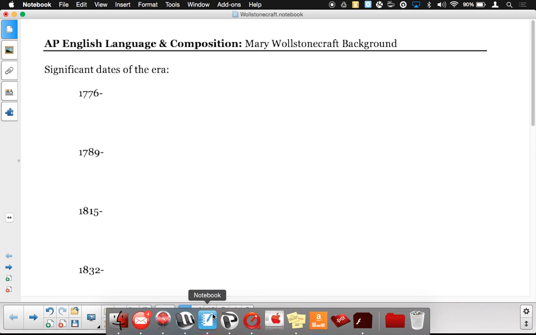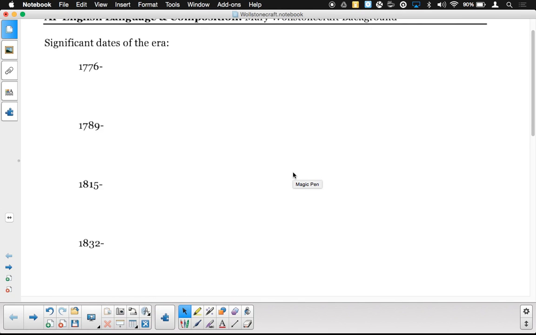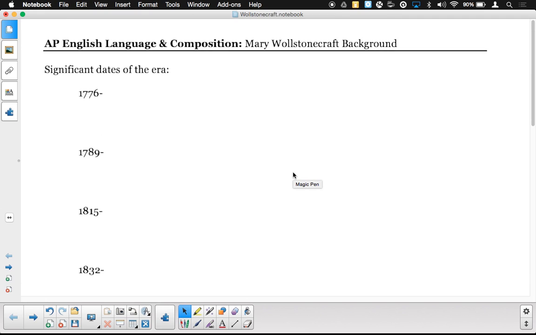You got this sheet when you came in, and we're going to go over this now, just to give you some context for what would be going on with Mary Wollstonecraft. I'm going to be under the assumption that really hardly anybody, if anybody, heard of Mary Wollstonecraft prior to this reading assignment.